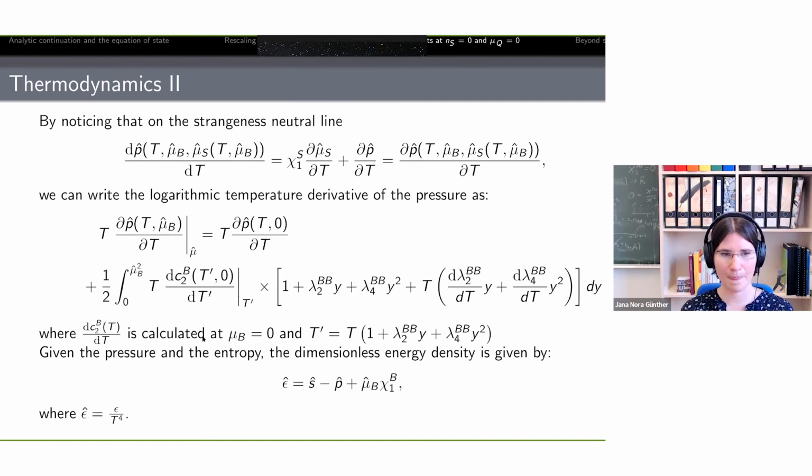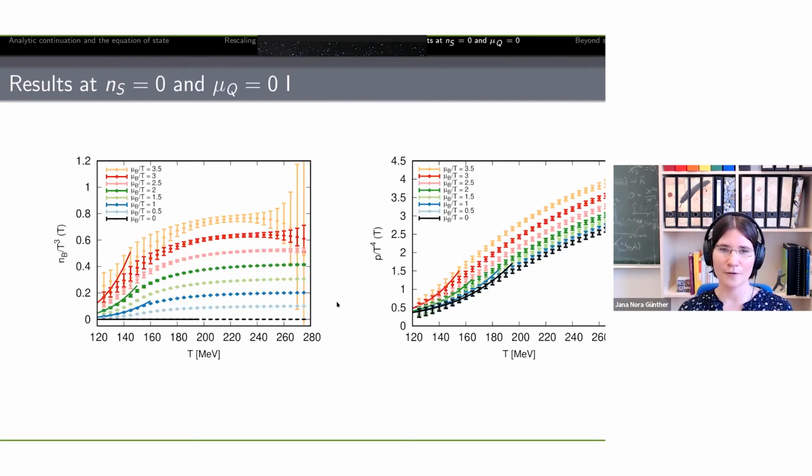So we have this formula, and from that we can actually calculate all the other quantities we need. I already talked about the energy density and the entropy. Our results plots then look like this.